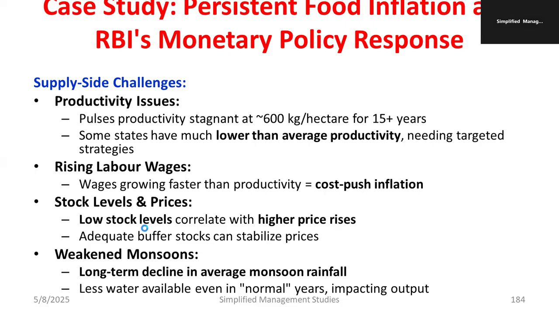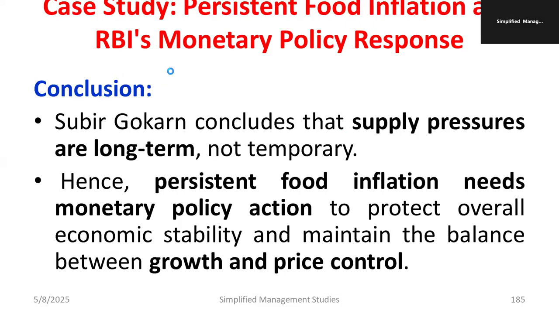Then weak monsoons, a long-term decline in the average monsoon rainfall. That also happened. Less water is available in normal years. Also, variation in weather change also affects production. So these are the supply side challenges.